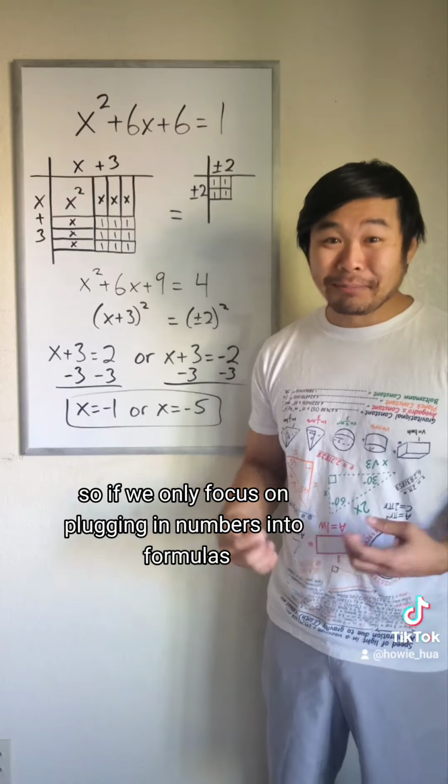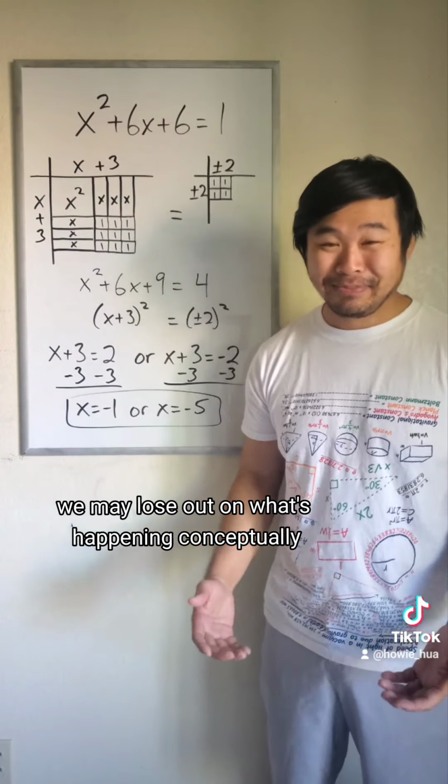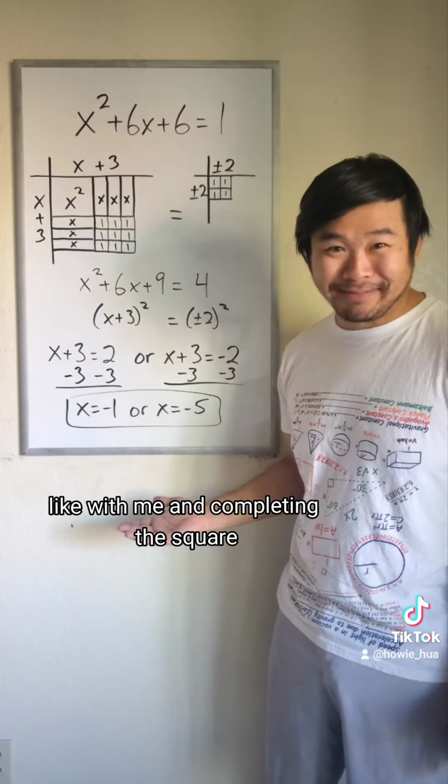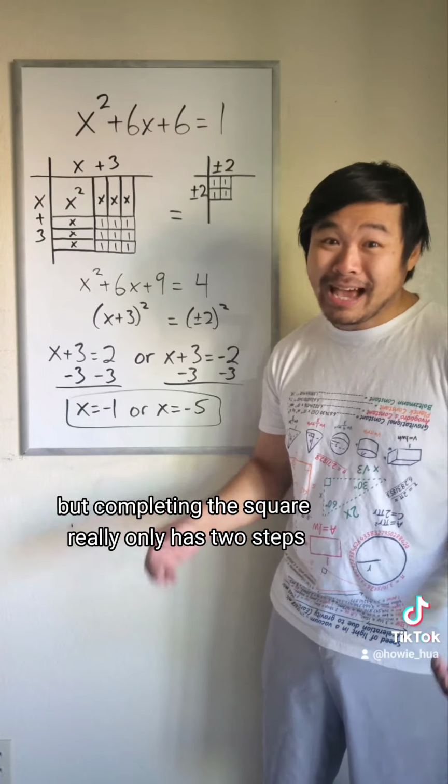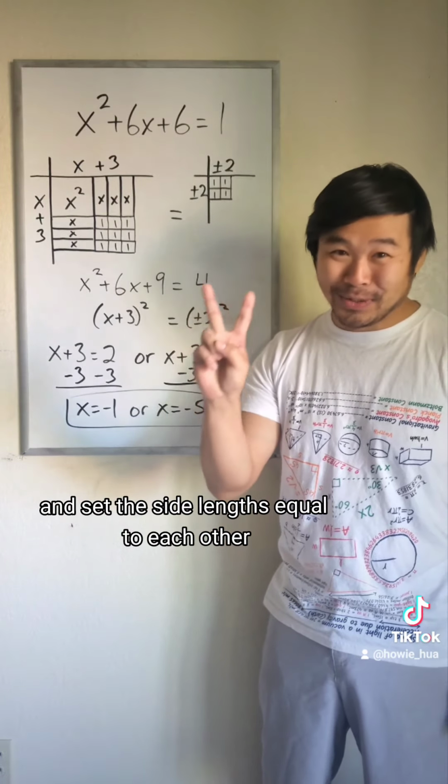So if we only focus on plugging in numbers into formulas, we may lose out on what's happening conceptually, like with me and completing the square. But completing the square really only has 2 steps. Literally complete the square, and set the side lengths equal to each other.